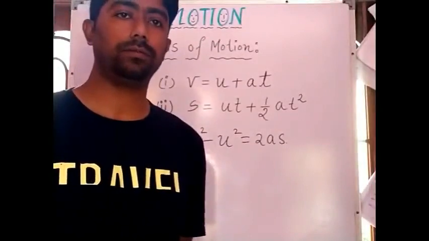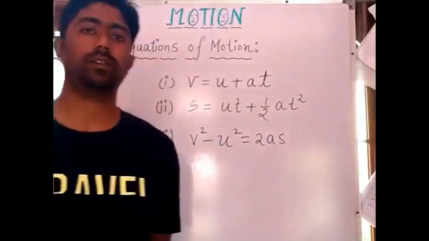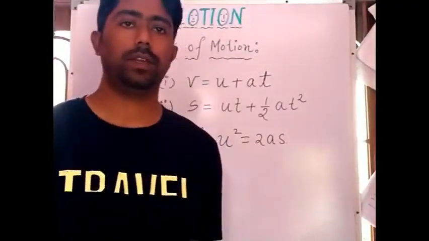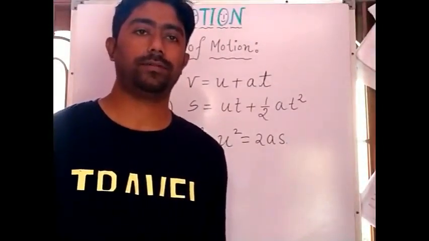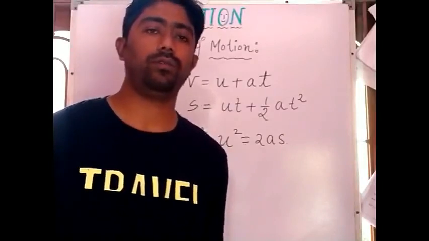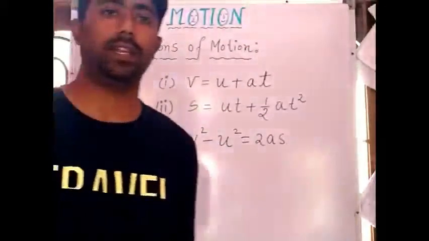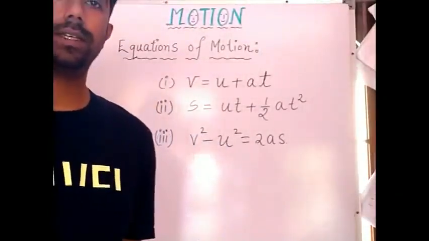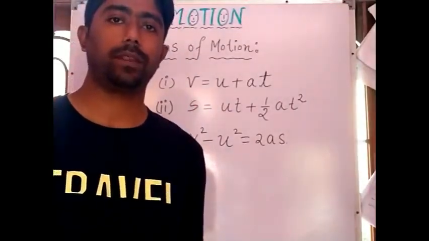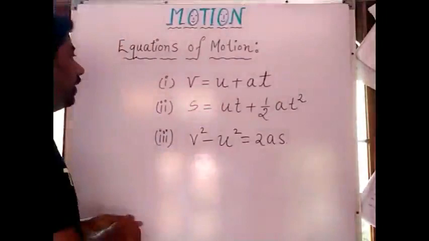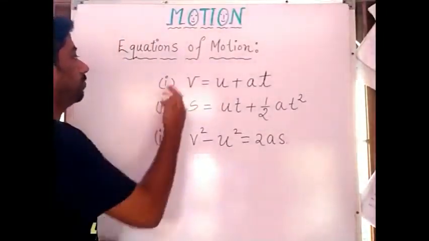This is the 8th video in the series of video lectures on the chapter Motion. As we have discussed earlier, the velocity time graph of a body in uniform and non-uniform acceleration. Today we will discuss the three equations of motion. As you can see, the three equations of motion are written here.